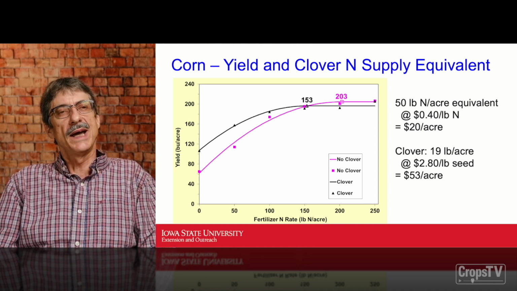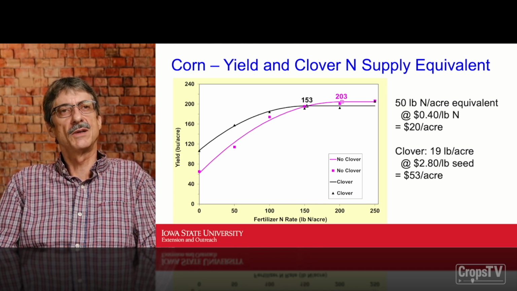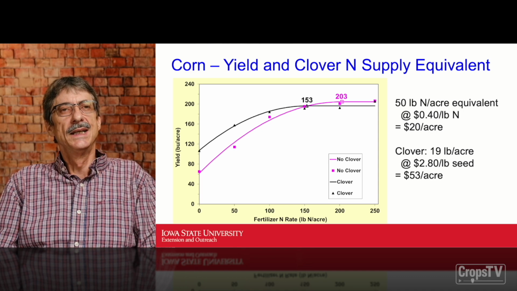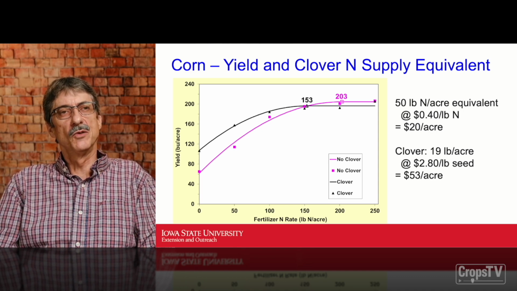And then when we have adequate fertilizer N applied, the yields are pretty similar between with and without the clover. A little bit higher yield with corn not following clover versus corn following clover, but pretty similar. There's a couple different ways to estimate the nitrogen supply from that red clover.